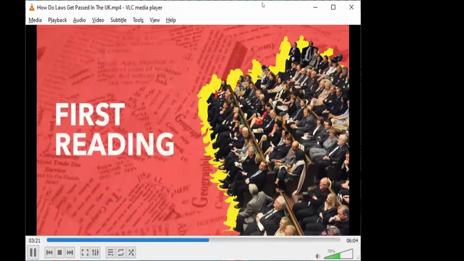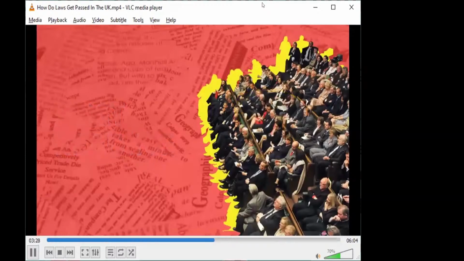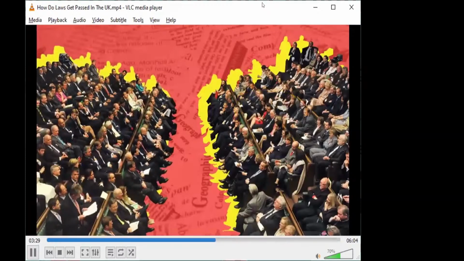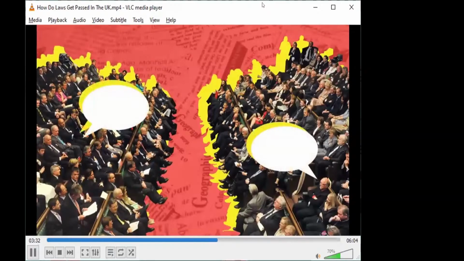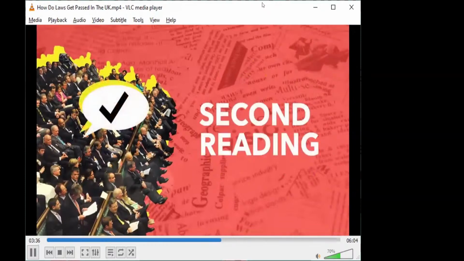Finally, a bill is formally proposed and read. This is the first reading. There's no debate at this stage. The bill will usually just be read to the House of Commons. The next stage is the second reading. This is when the House of Commons has its first debate on the proposed bill. After the debate, MPs have a vote on whether the bill should continue.